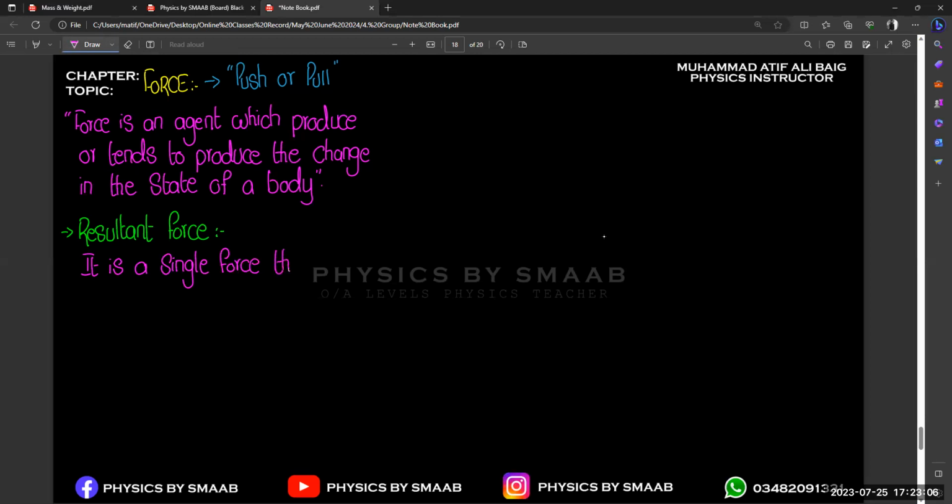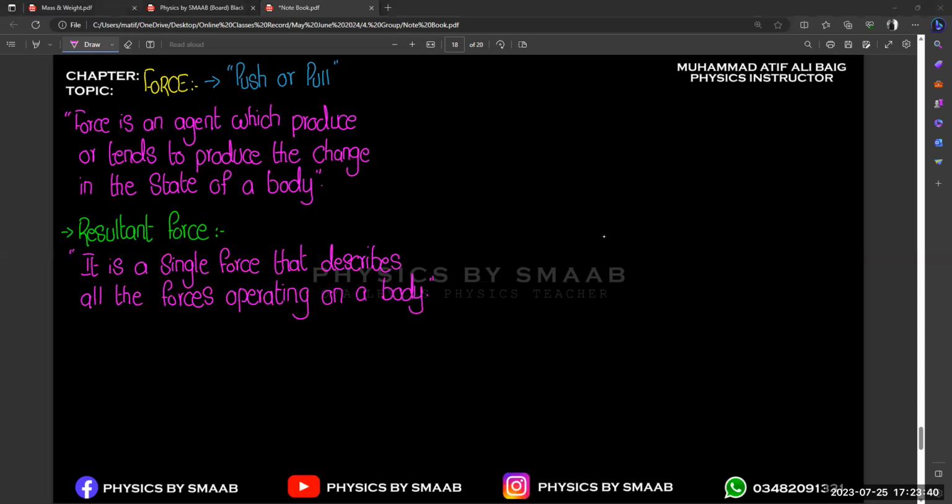It is a single force that describes all the forces on a body. And we also solved some basic questions related to resultant force in the topic of motion, when we were solving MCQs. Let's suppose more than two forces are acting on an object, so you can simply identify them by their direction, right?